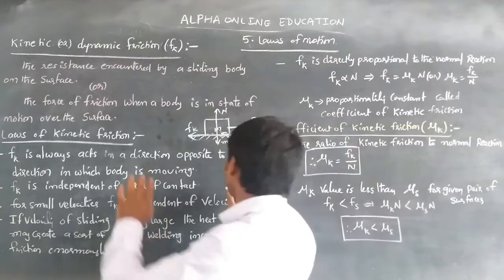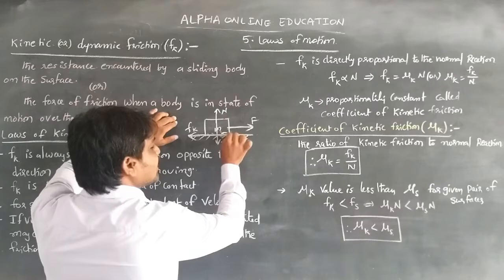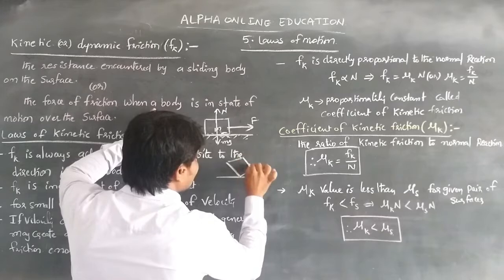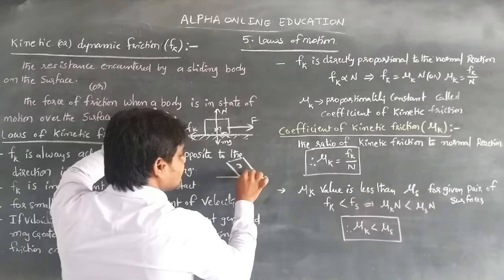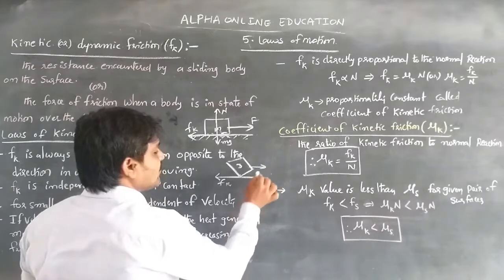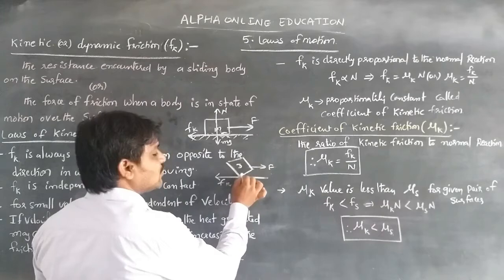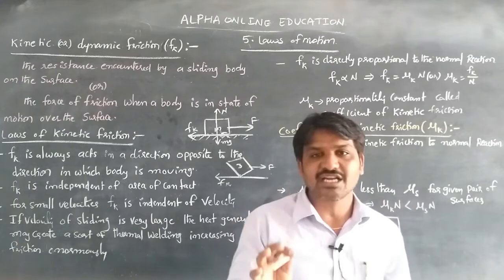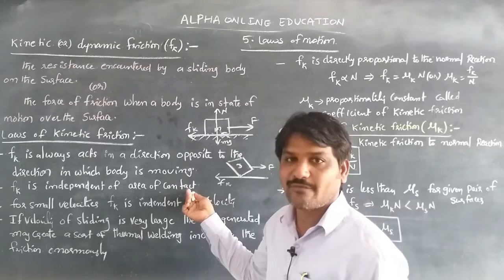So whether the body moves with the total area of contact or with less area of contact, the same amount of force applied by the external agency is used to move this body. Like that, kinetic or dynamic friction is independent of the area of contact.